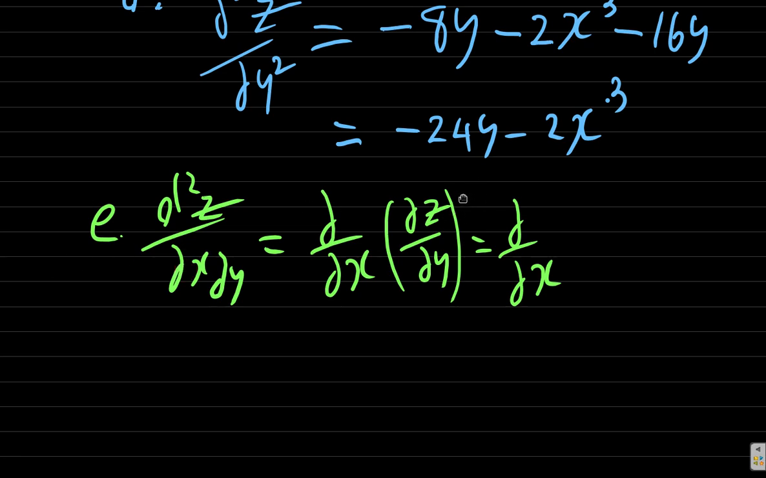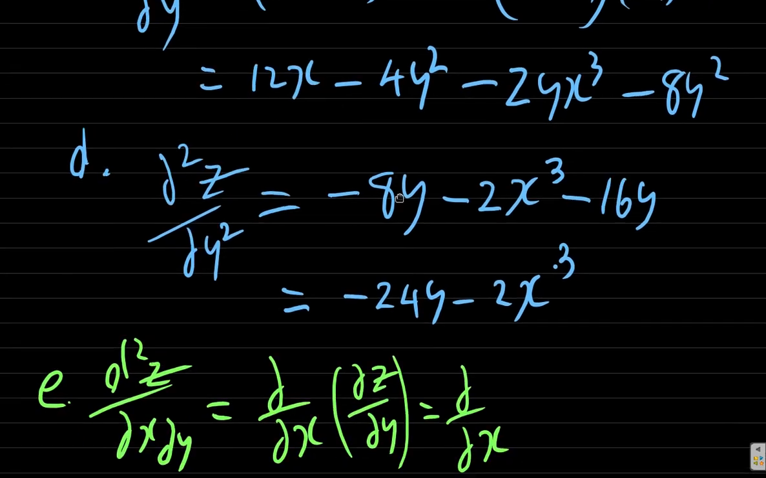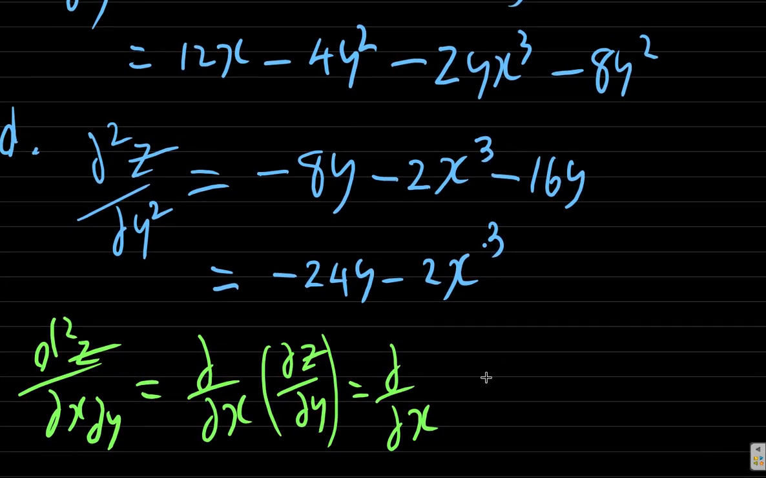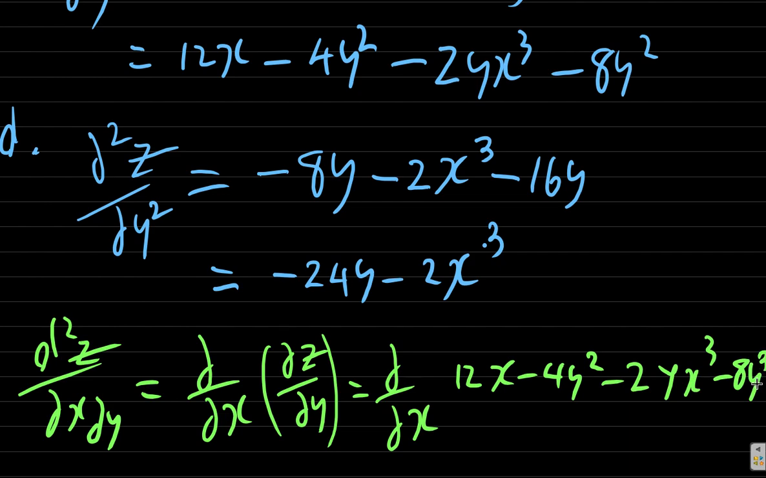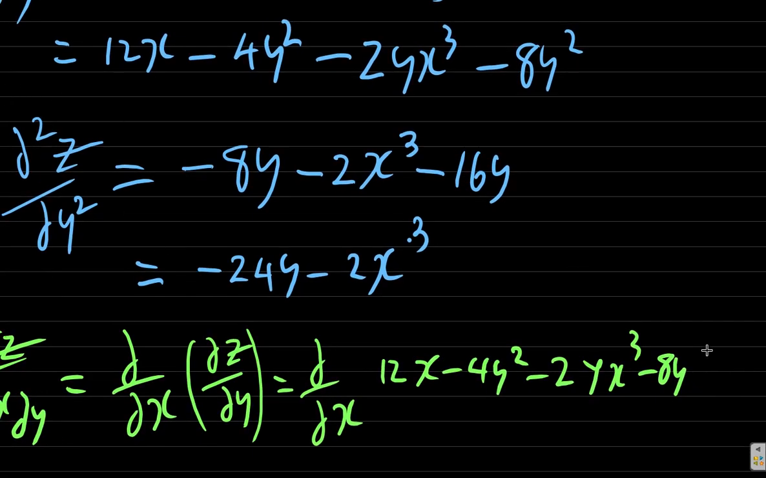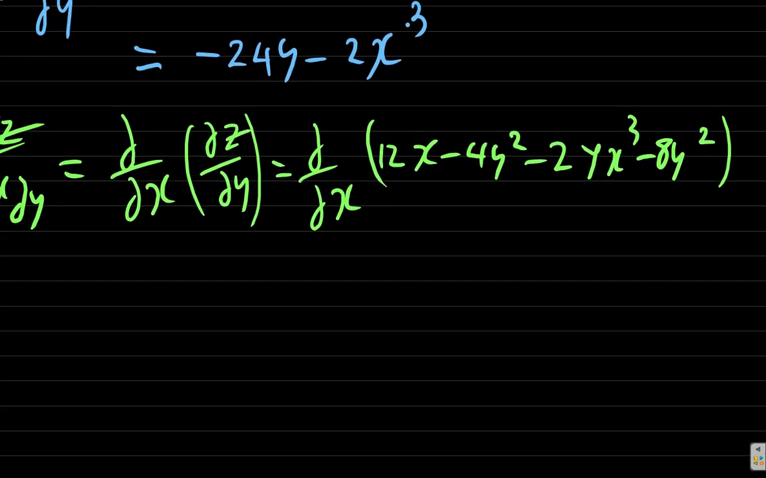What was delta z by delta y again? It was this. So it's 12x minus 4y squared minus 2x cubed minus 8y squared, not cubed, squared. Alright, so what you have here, differentiate it with respect to x. This is going to be 12. This will go to 0.